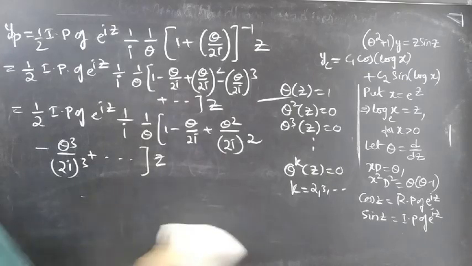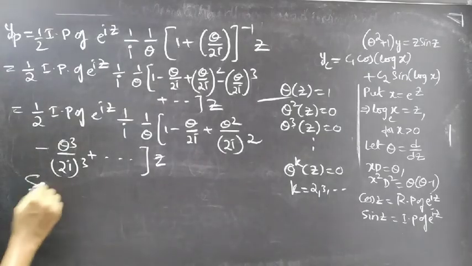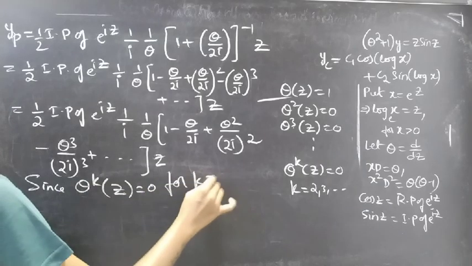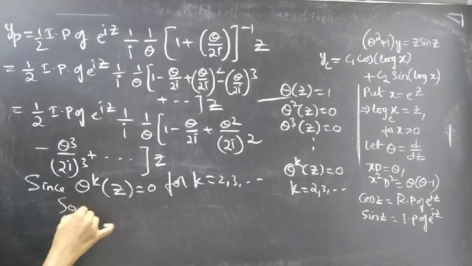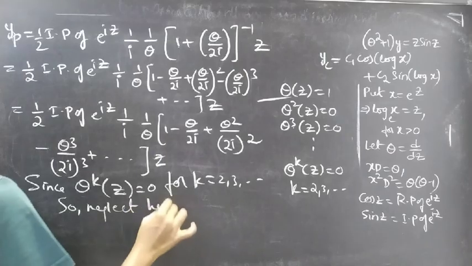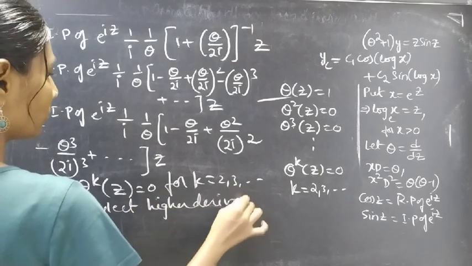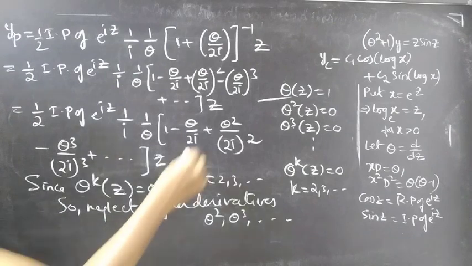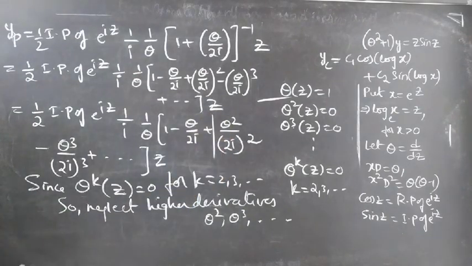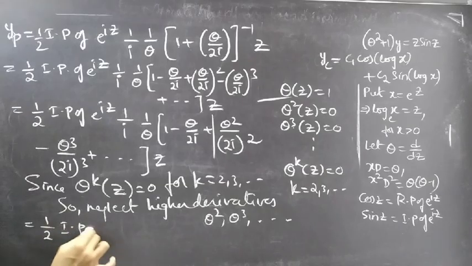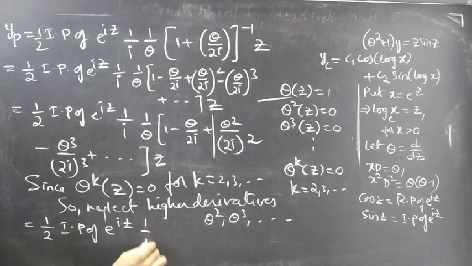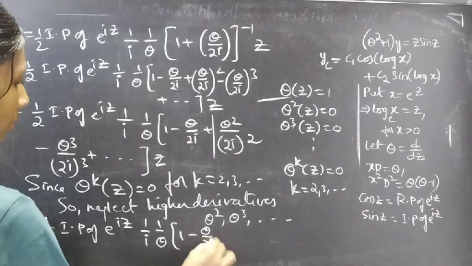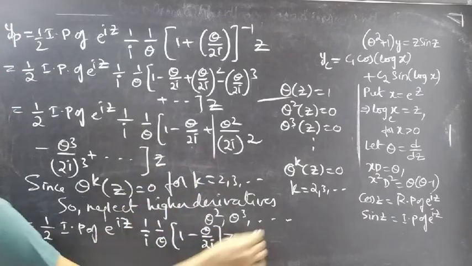Since D power k of z equals 0 for k equals 2, 3 and so on, we neglect higher derivatives D square, D cube and so on. So we are going to neglect all the terms from here. Then we'll get 1 by 2 into imaginary part of e power iz into 1 by i into 1 by D into (1 minus D by 2i) into z.